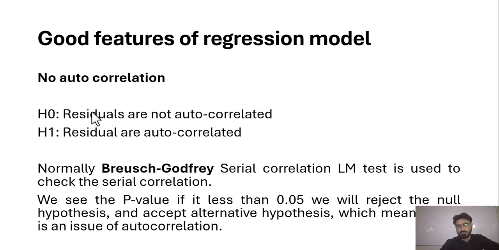So H0 is that residuals are not autocorrelated. It means that there is no issue of autocorrelation, and the alternative hypothesis is that residuals are autocorrelated. It means that there is an issue of autocorrelation. So we see the p-value. Again, if the p-value is less than 0.05, we will reject the null hypothesis. It means that there is an issue of autocorrelation in our data.